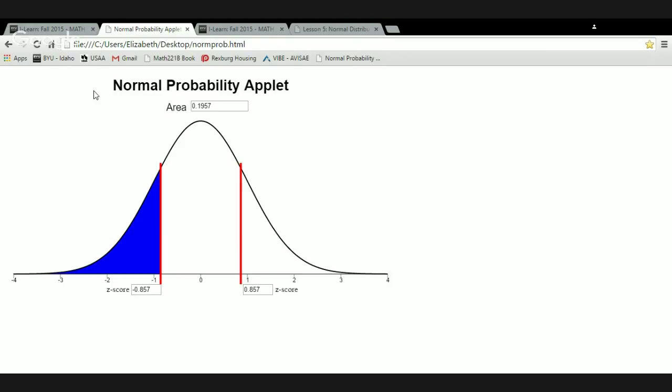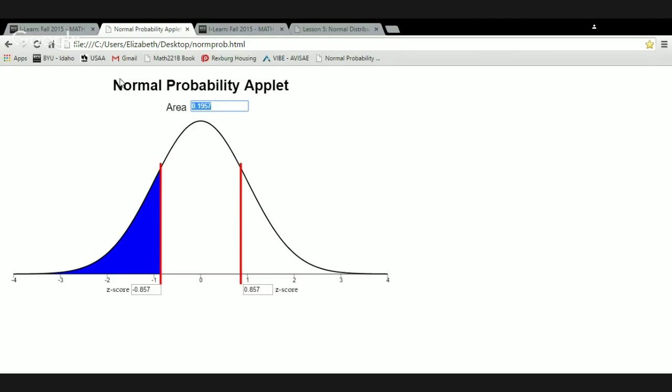I think so. I'm pretty sure it is because the z-score for 0.6 is the negative 0.857, which is what we have down here. And then when you enter that in, that's what you get. And that's less than that right there. Okay. So I feel like that is right.